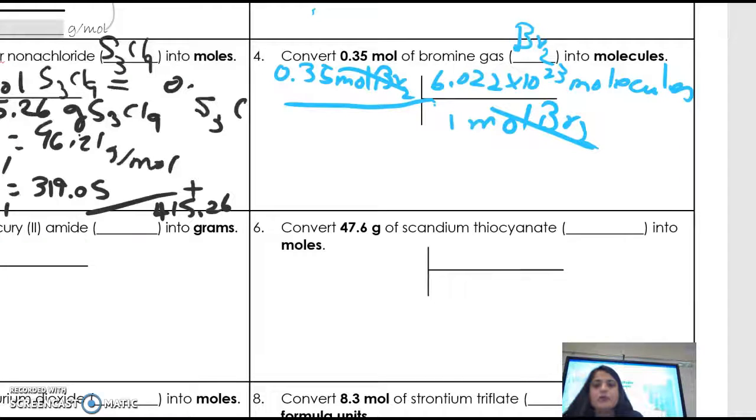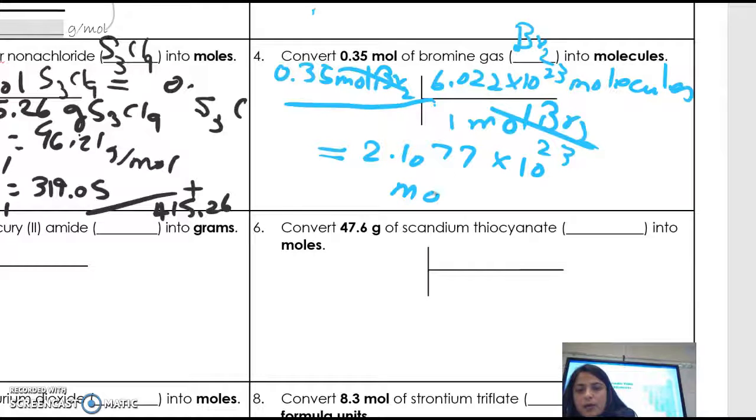Notice your moles are going to get canceled. You take 0.35 times 6.022. Some calculators have an E button, some calculators have a caret button. I'm just using the simple one that we used in the class, and all I'm going to do is put exponent 23, and it gives me 2.10723. So don't just put 2.10723, please put 2.107 times 10 to the 23 molecules.